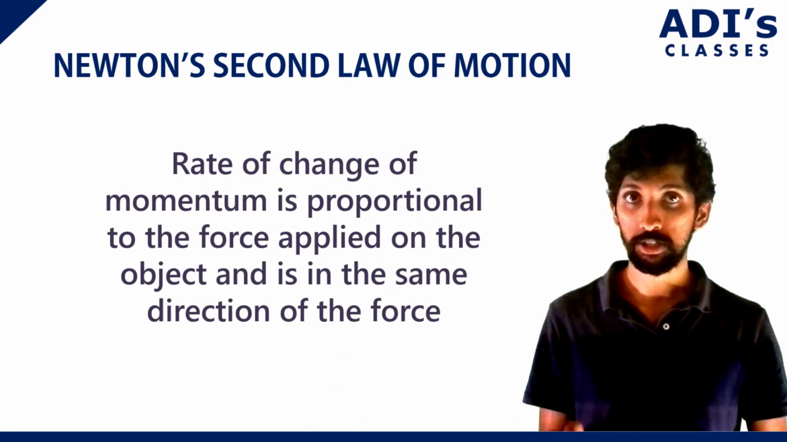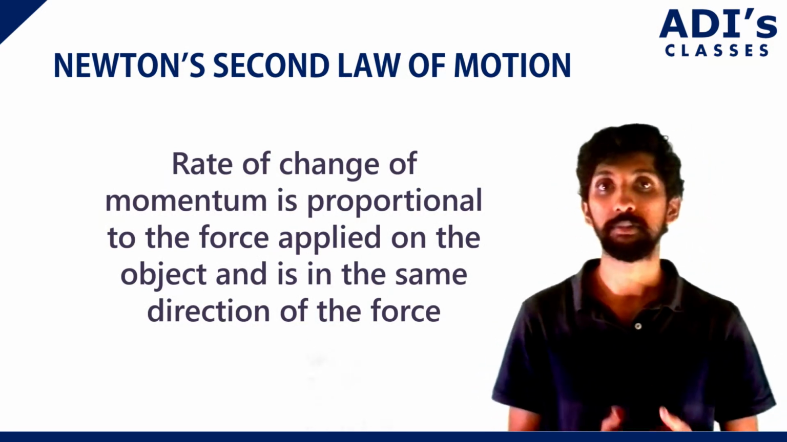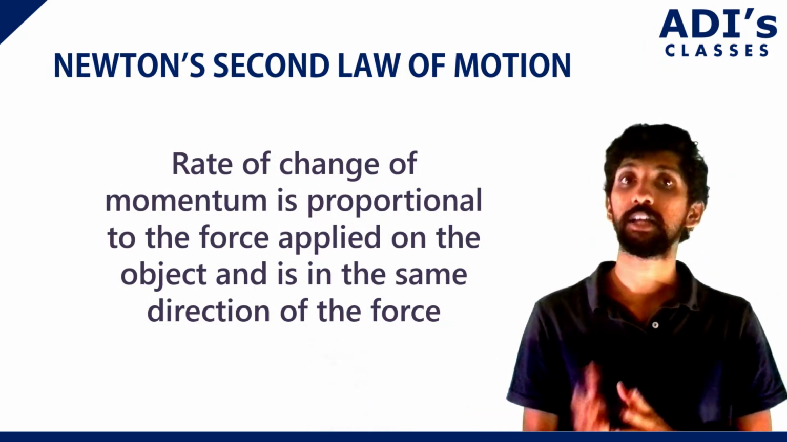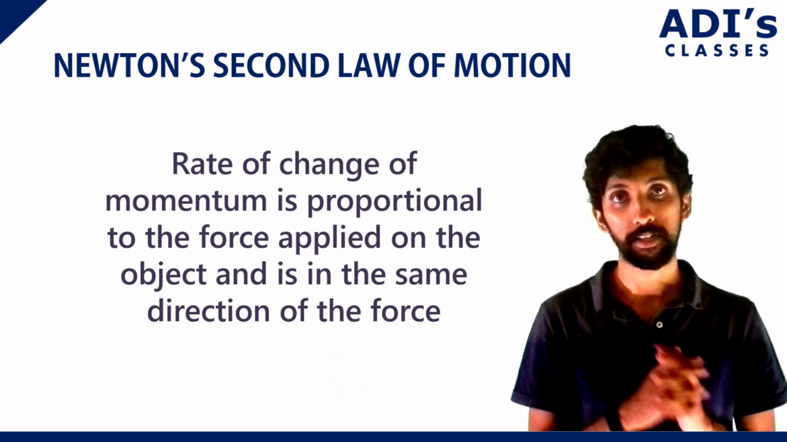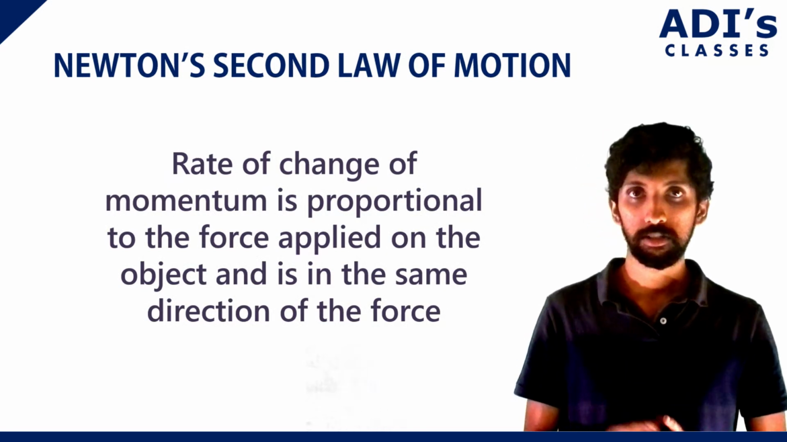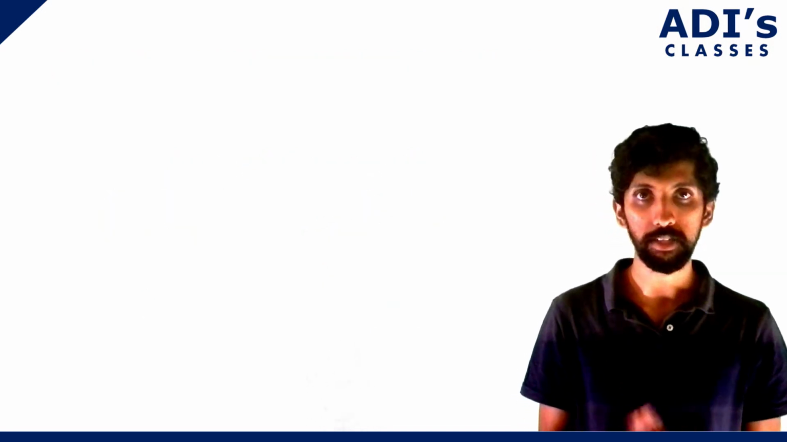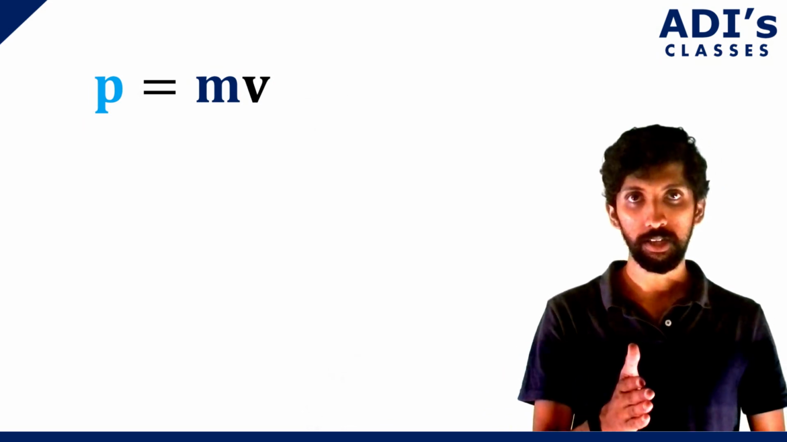So first law was inertia, second law is this. Now what does the actual statement say? Let's go through the statement. See, it says the rate of change of momentum is directly proportional to the force applied, correct? See, this means, so momentum is denoted by P, correct? P is equal to mv. So P is equal to mv.